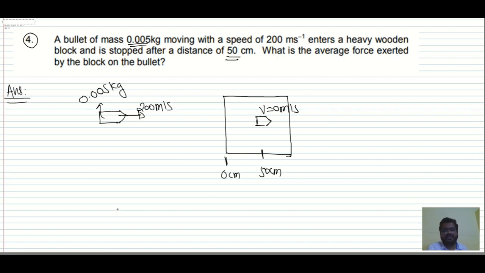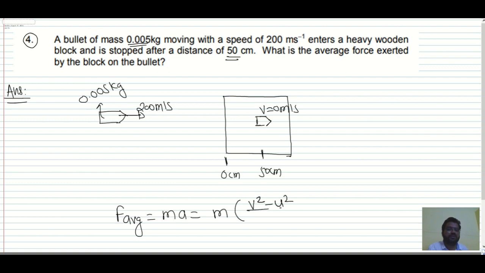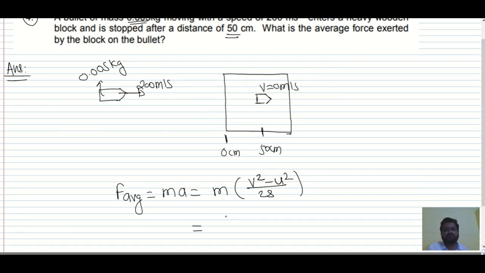So over here the same formula we can use. The average force is equal to mass times acceleration, which we can write as mass times v squared minus u squared divided by 2s. Now why do I use this? Because they gave the distance, right? They didn't give the time. So that is the reason I have to use this formula. So what is the mass given? Mass is 0.05 kg into final velocity 0 squared minus initial velocity 200 squared divided by 2 into s. Over here s is 50 centimeter, 50 into 10 to the power minus 2.